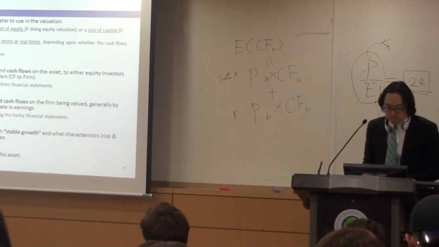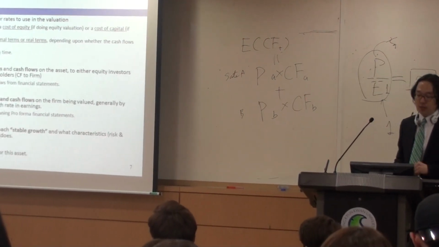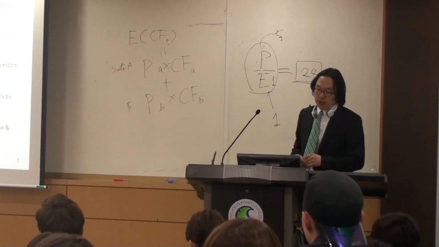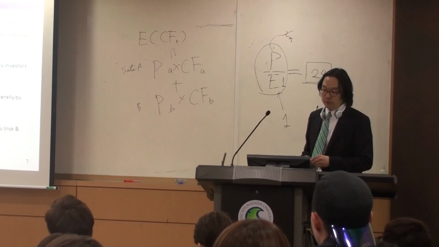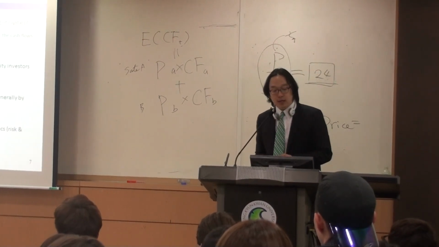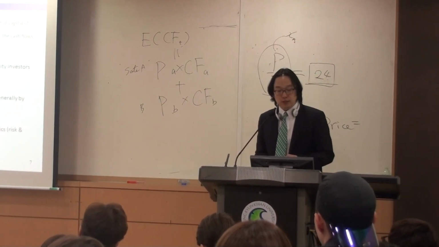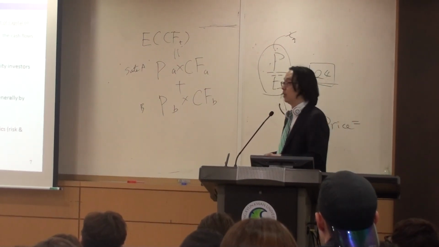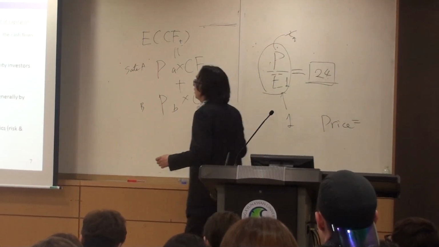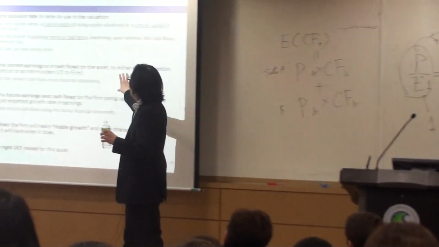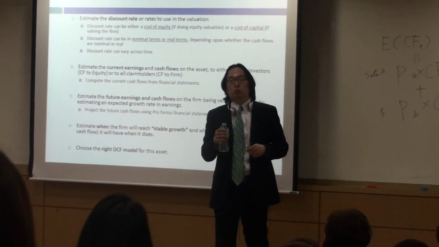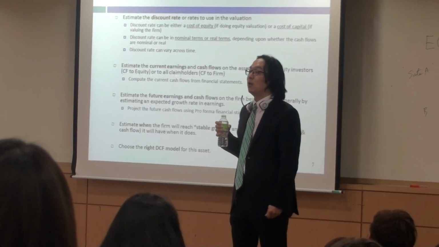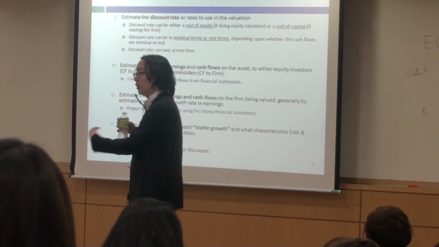And then estimate the current earnings and cash flows on assets to either equity investors or all claim holders, and then estimate the future earnings and cash flows on the firm being valued, generally by estimating an expected growth rate in earnings, and then the future cash flow using pro forma financial statements. So the second step here, you look back in history. First, look back in history to figure out how the company had been doing so far.